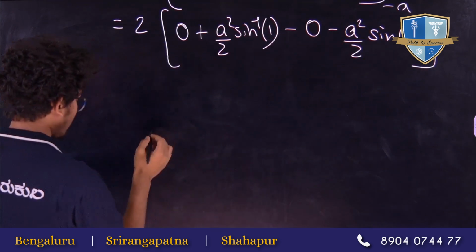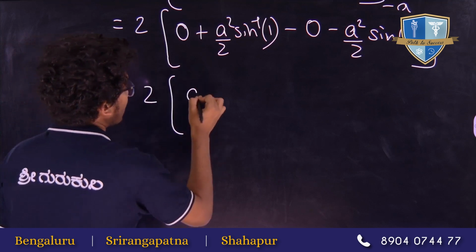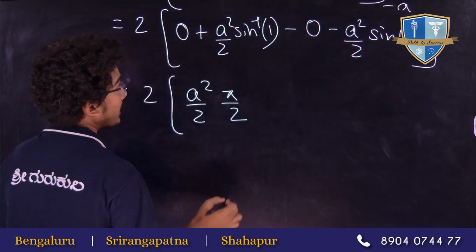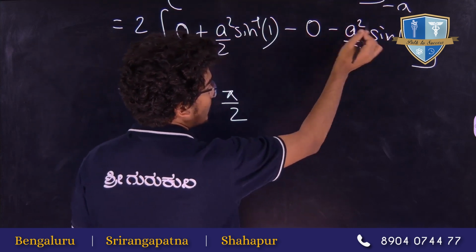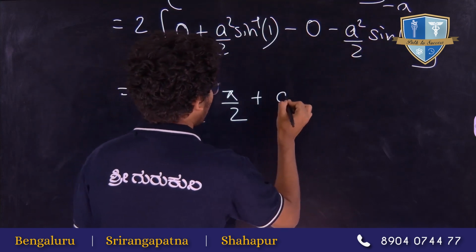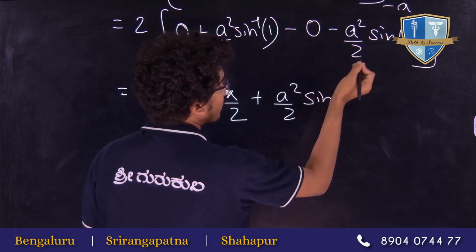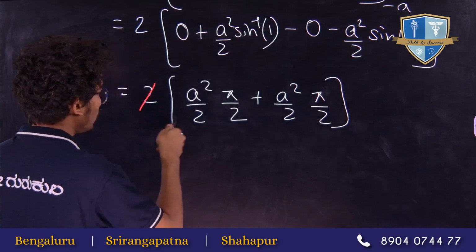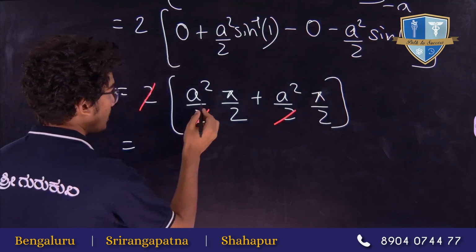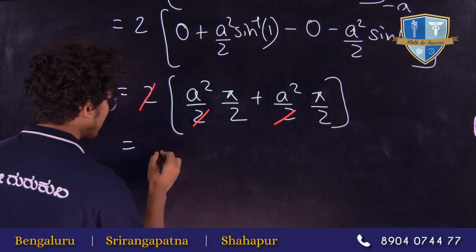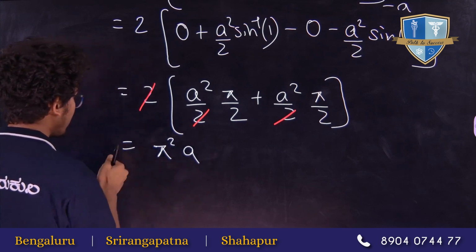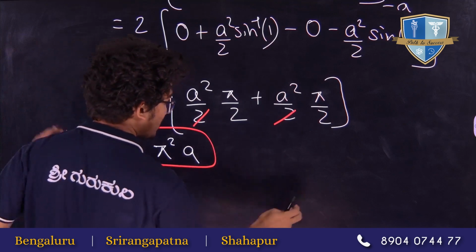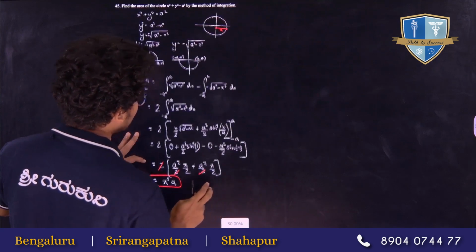Correct? So this will become 2 times a square by 2, and sine inverse of 1 is pi by 2, correct? And similarly here the minus sign will come out, and minus will become plus. A square by 2 sine inverse of 1 will become again pi by 2. So 2 and 2 will cancel out. So a square pi by 2 and a square pi by 2 will become pi a square. So this is our area of the circle, pi a square, which is pi r square, where a is the radius of the circle.